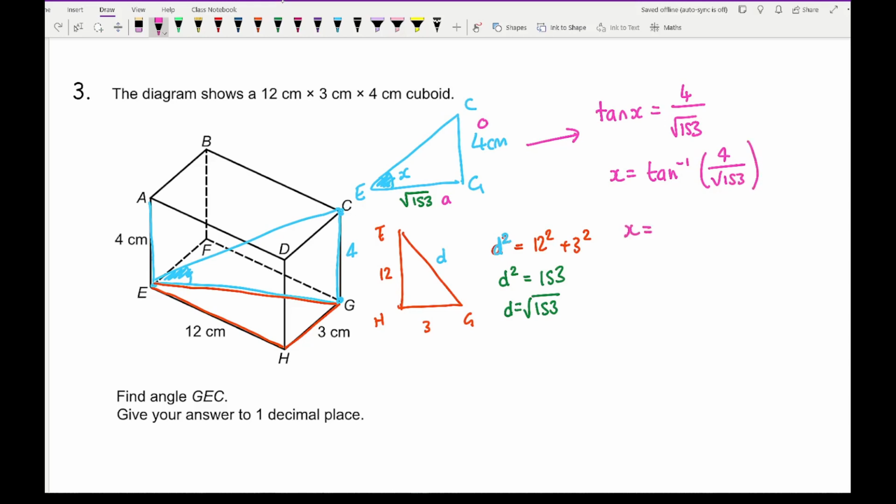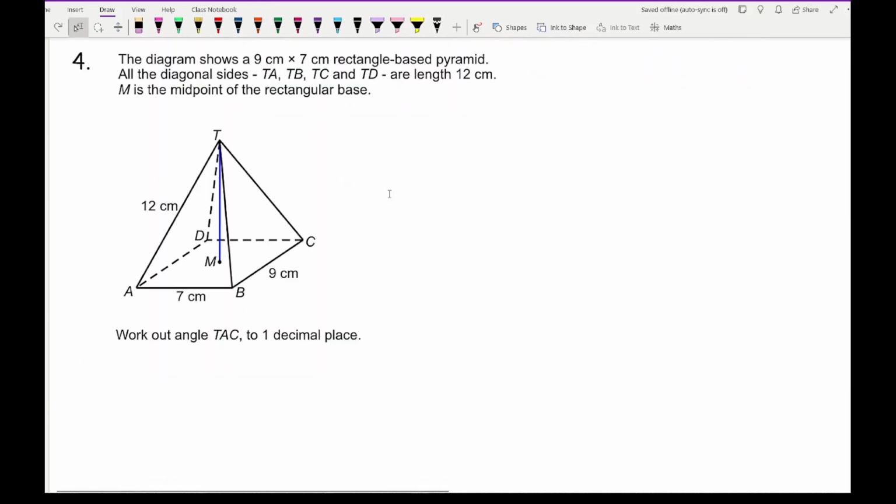Now if you were to use the decimal equivalent of root 153, again, absolutely fine. I'm just going for the most accurate answer as possible, but to be fair, it may not even make a difference to your final answer. So from this, I get an answer of 17.9 degrees, and that's to 1 decimal place. And moving on to question 4.